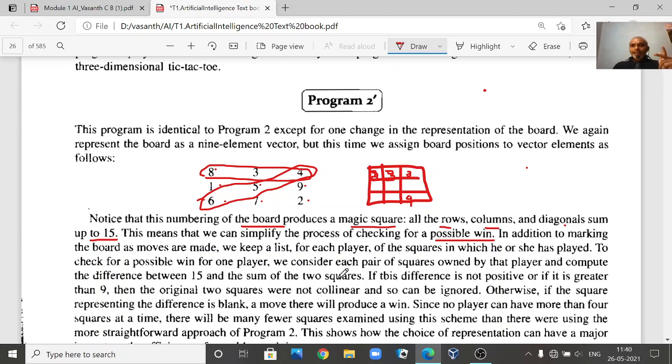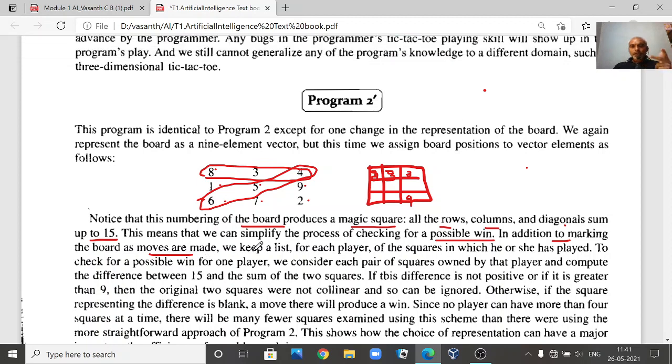But again there are certain drawbacks here. In addition to marking the board as moves are made, as player 1 moves and player 2 moves, we have to keep track of that marking, carefully look into it and check it. Now, how are we going to check whether a particular player is going to win or not? This is checked as a possible win for one player.